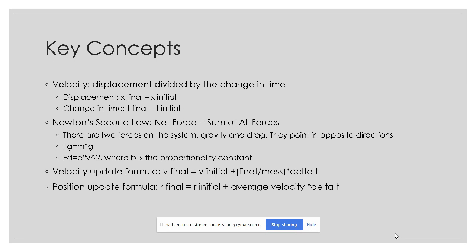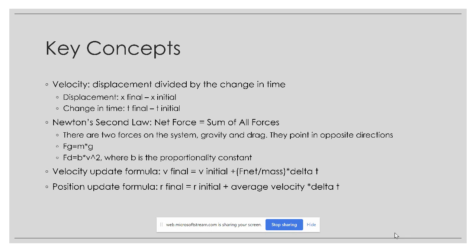So some key concepts for this lab. One is velocity, which is simply displacement divided by the change in time, where displacement is the final minus initial position, and the change in time is the final minus initial time. Another key concept is Newton's second law, which is that the net force is equal to the sum of all forces. We have two forces acting on the system, gravity and drag, and they point in opposite directions. The gravitational force is equal to mass times the gravitational constant, and the drag force is equal to b times v squared, where b is a proportionality constant.